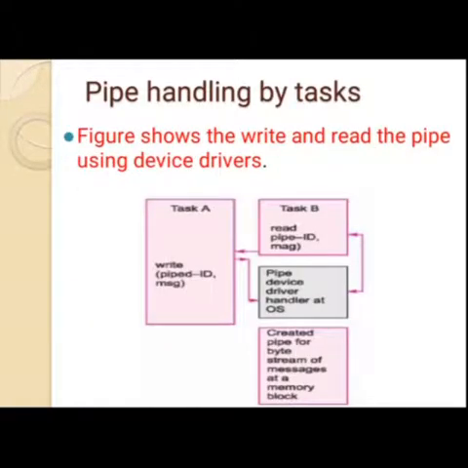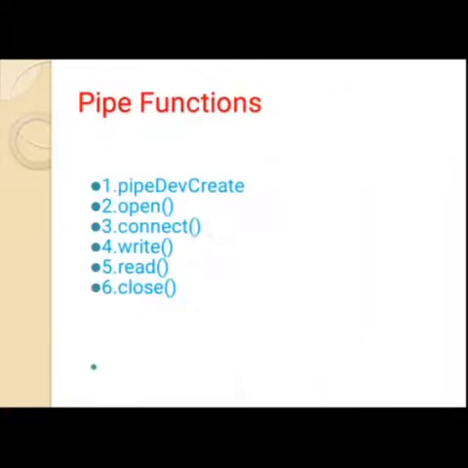This figure shows the write and read from the pipe using the device drivers. We have two tasks shown in this diagram, task A and task B. Task A is for writing and task B is for reading, and we have a pipe device driver for handling this by the operating system.